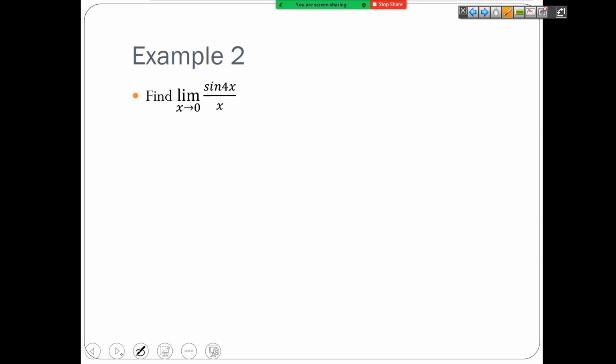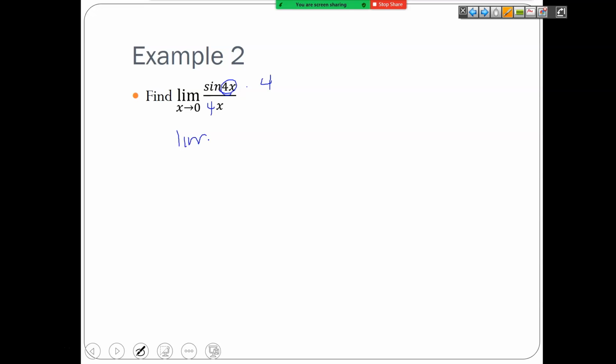In this second example, what you notice is that the 4x doesn't match sine x over x. You have a 4 in your angle. So what we have to do is get a 4 in our denominator. So if I want to have a 4 here, algebraically, where else must I also have a 4? In the top. So in order to legally multiply by 4 on bottom, you have to multiply by 4 on top, because it's like multiplying by 4 over 4.